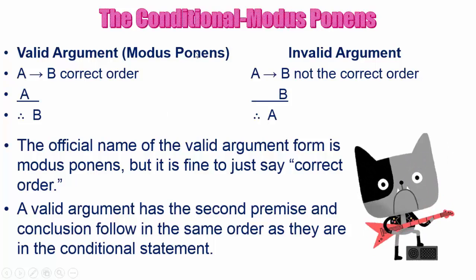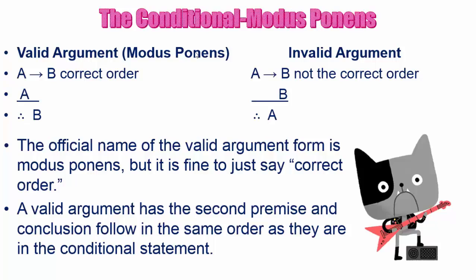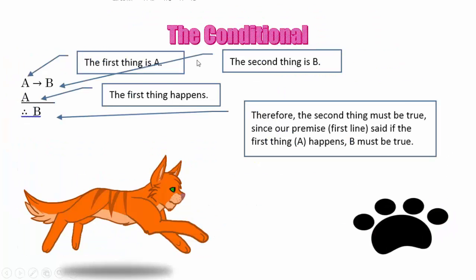So let's look at the symbols a little more closely. And here we have the conditional. So here the first thing is A, and the second thing is B, and the first thing happens. And then the conclusion: therefore the second thing must be true, since our premise, the first line, said if the first thing A happens, then B must be true.